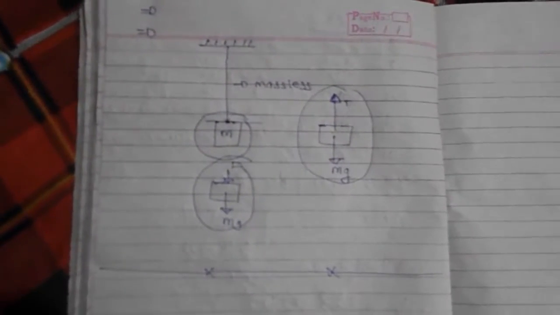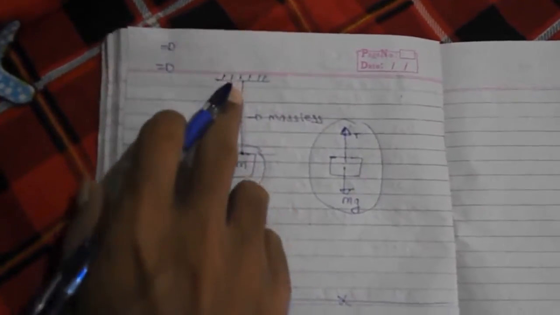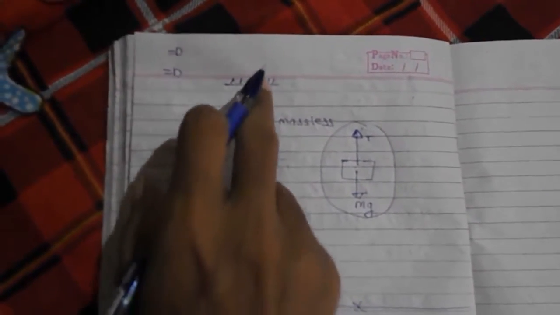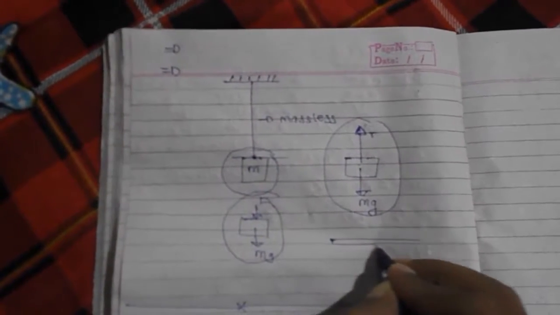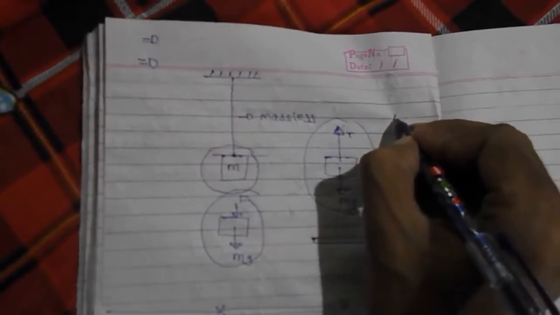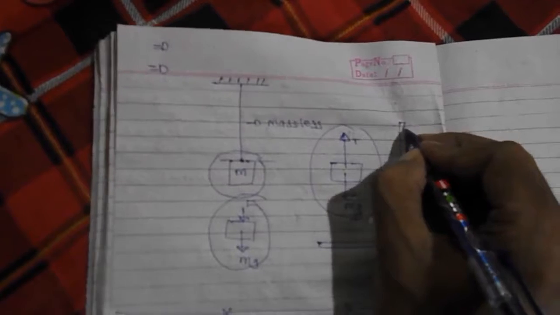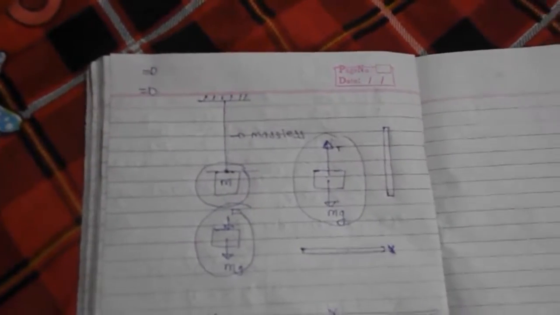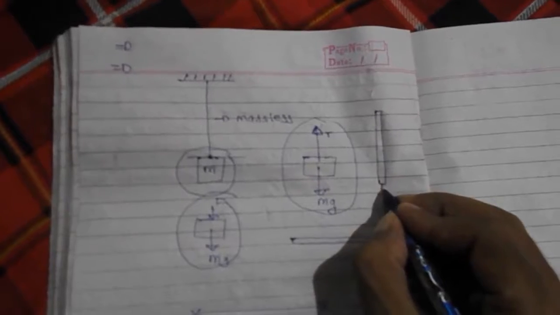So you should consider how this string will apply a force on this mg. Now I'm going to draw the free body diagram of this string. Okay guys, so this is the string. Let me suppose this is the string. Let me draw the vertical string now. This is the string, and here what is the tension?